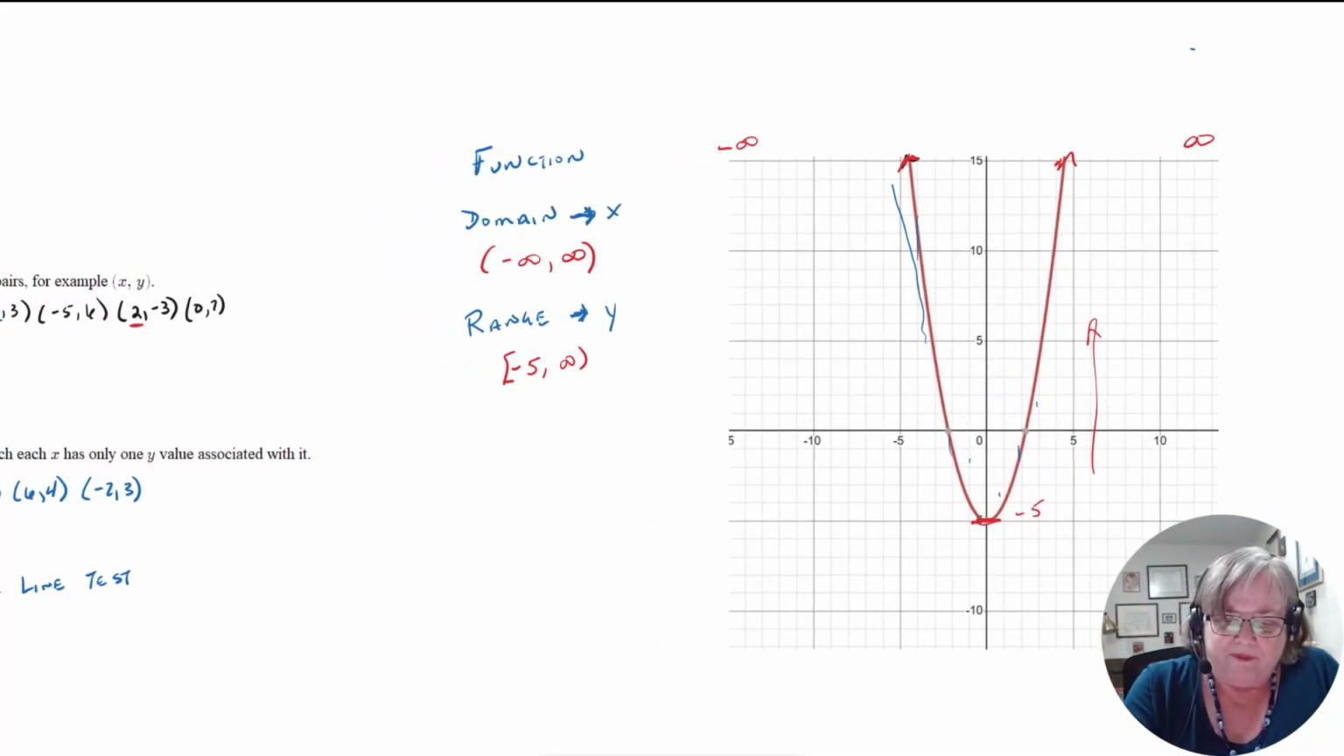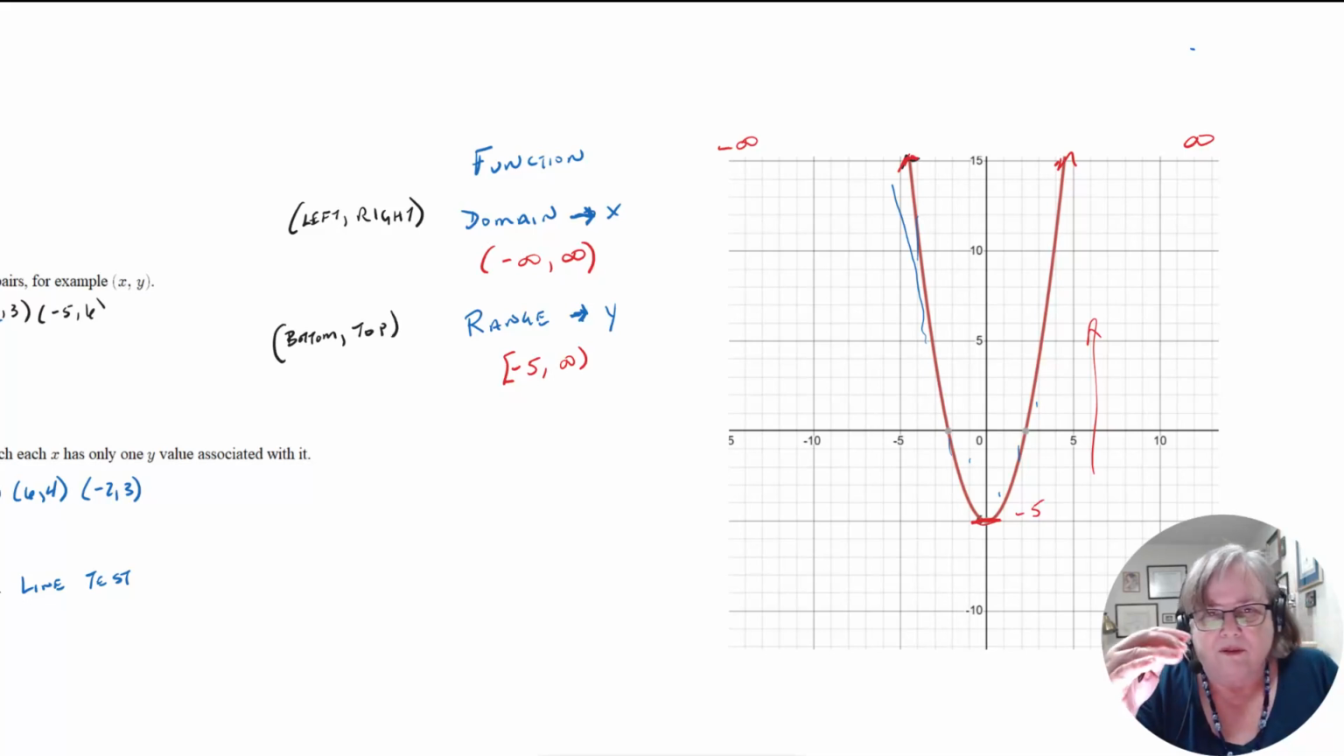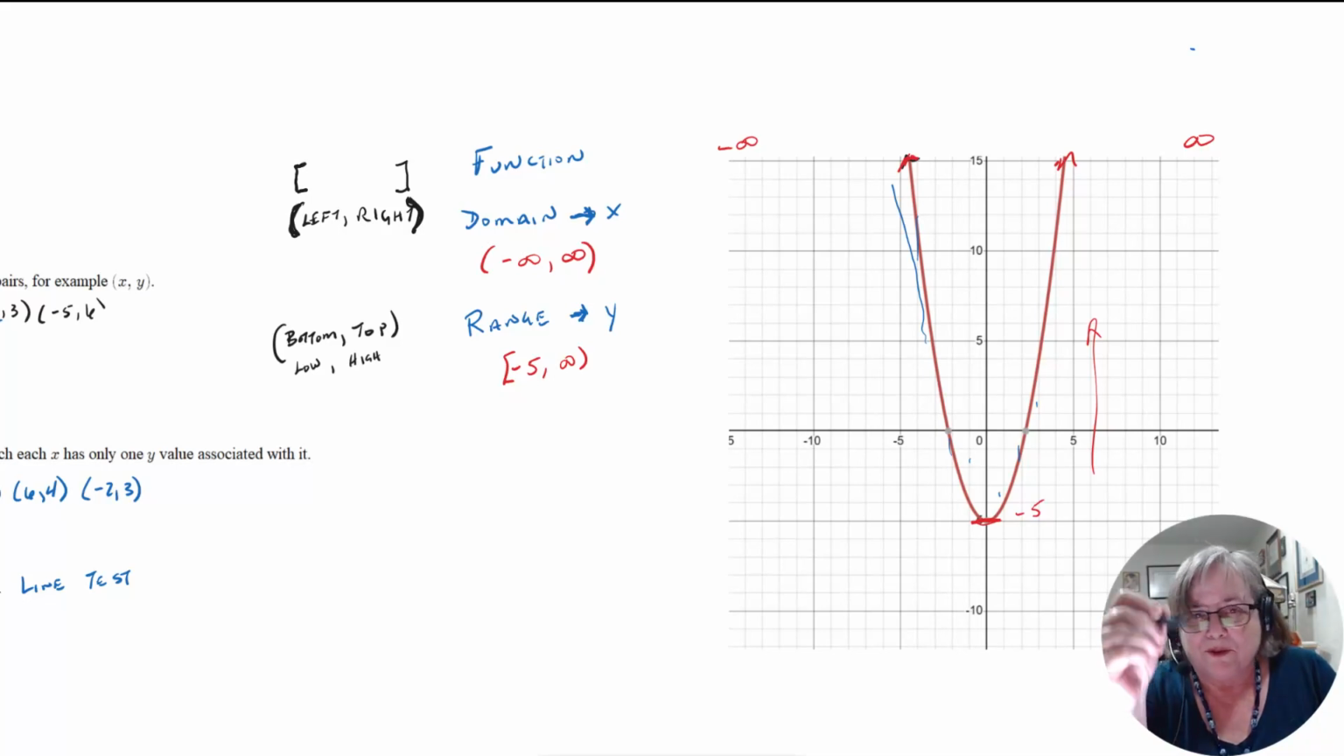When you do the domain, the interval goes from left to right, not right to left or anything else like that. And the range goes, some people say bottom to top or low to high, however you want to say it. So bottom to top, lowest value to highest value, whatever you want to say. Now, whether it's rounded like this, or whether you have squared off like this, depends on whether you actually get to that value or you just get closer and closer and closer to that value.